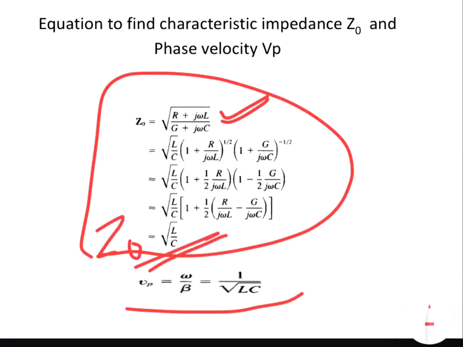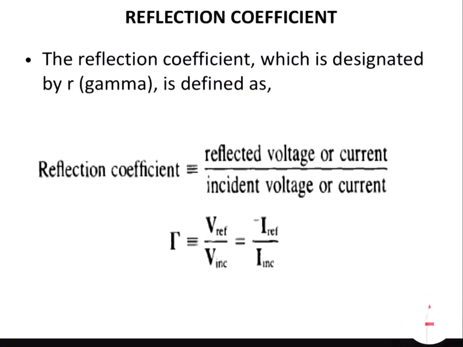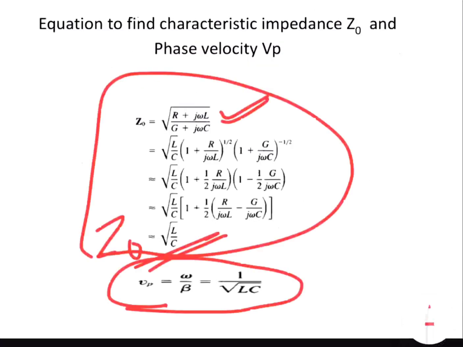Now Vp is equal to omega by beta, which is 1 by root of L into C. Okay. So phase velocity can be obtained as Vp is equal to omega by beta, which is 1 by root LC. Any clarifications with this?